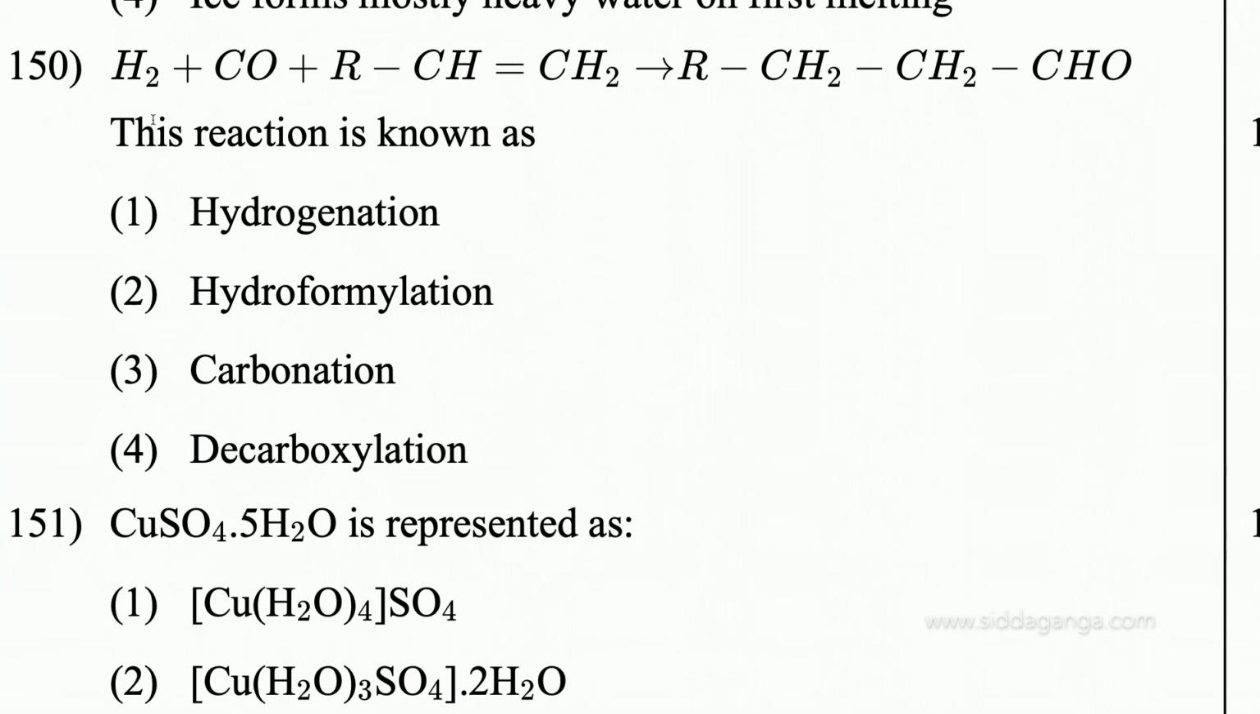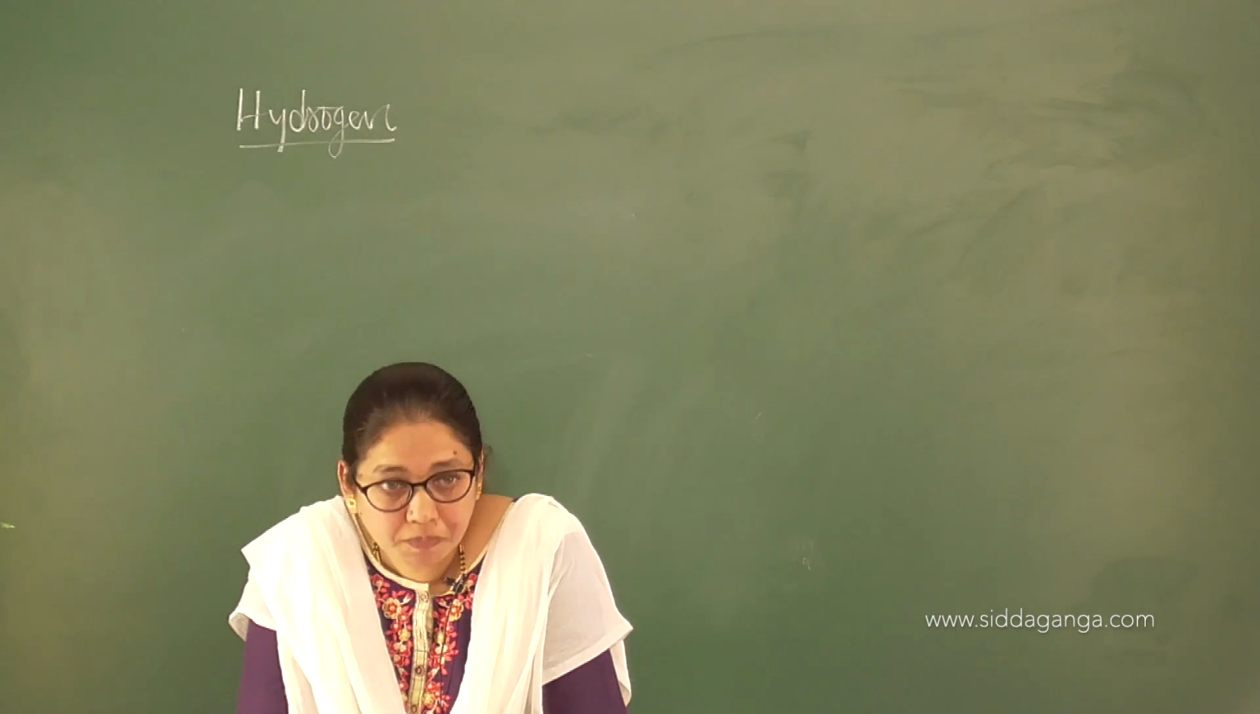It is nothing but a property of dihydrogen that has been given in the textbook. It is a direct reaction. Whenever a mixture of hydrogen and carbon monoxide is made to react with an alkene, it leads to the formation of an aldehyde. So what is the answer for this one? Option 2, hydroformylation. Next one.